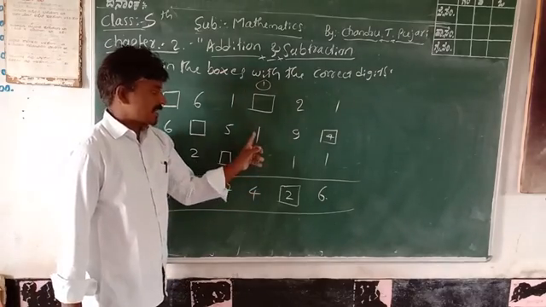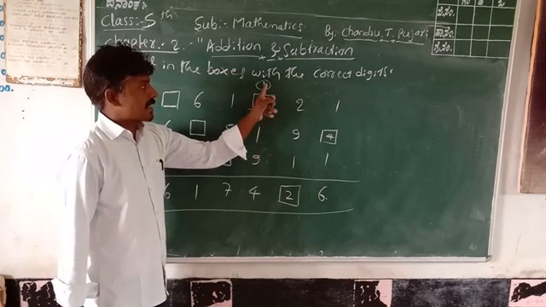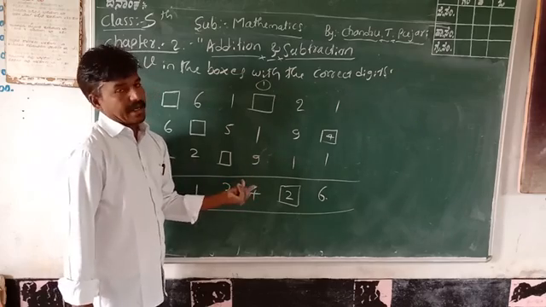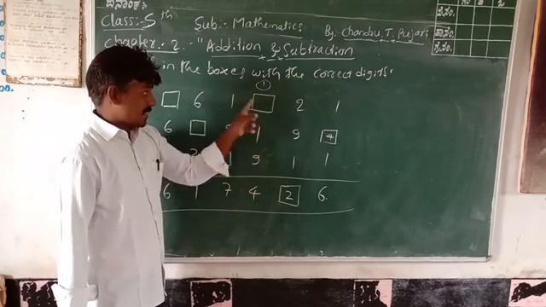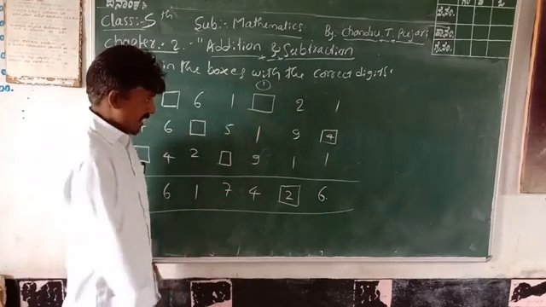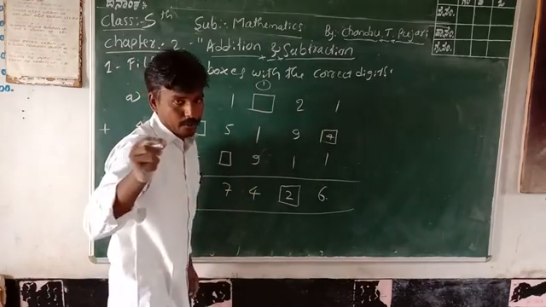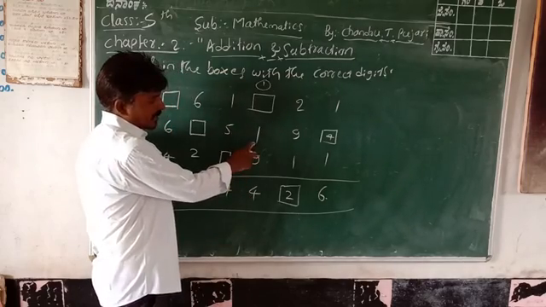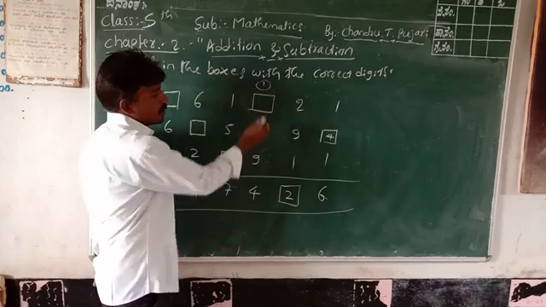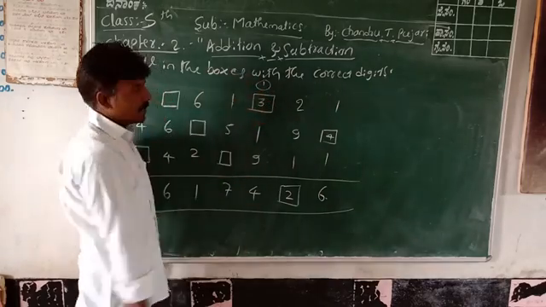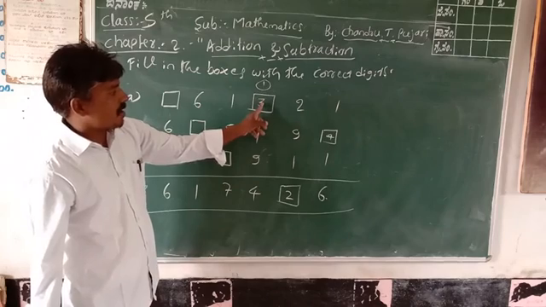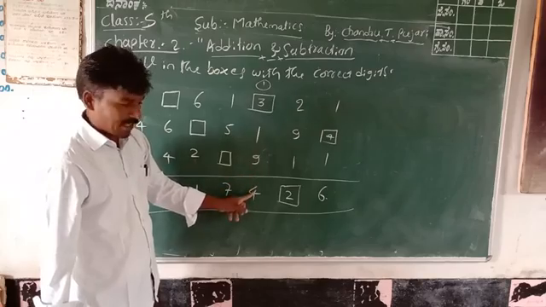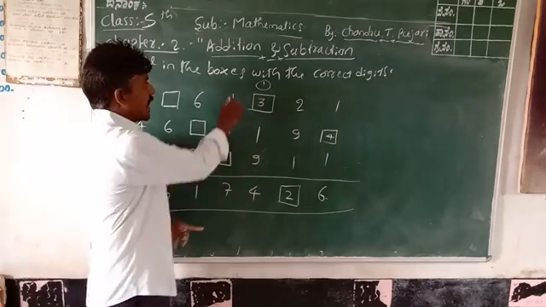Therefore, 9 plus 1 is 10. 10 plus 1 is 11. The total sum is 14 and there is a box where we don't know which number to choose. You can choose 3. Therefore, 1 plus 3 is 4. 4 plus 1 is 5. 5 plus 9 is 14. 14 as it is. You can take carry 1.